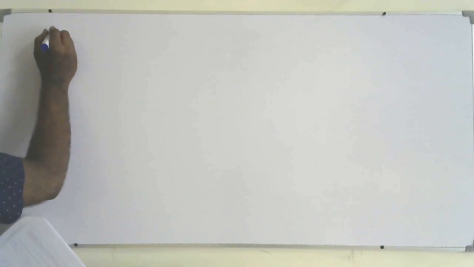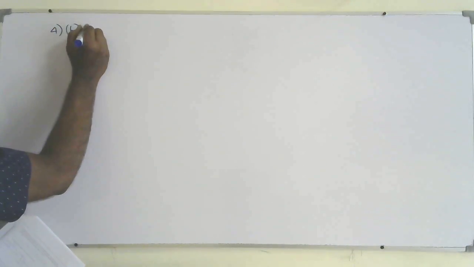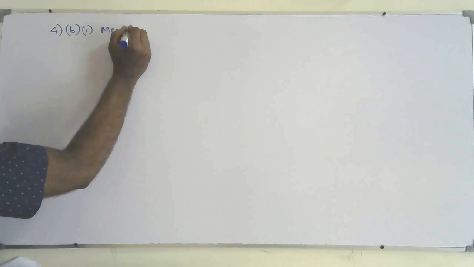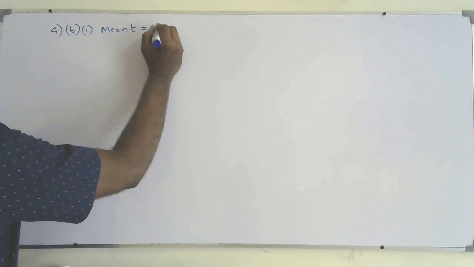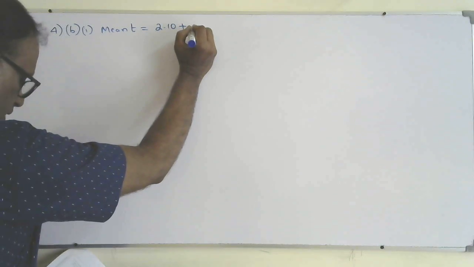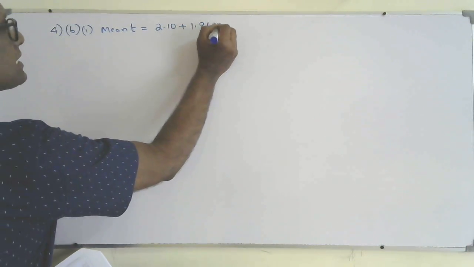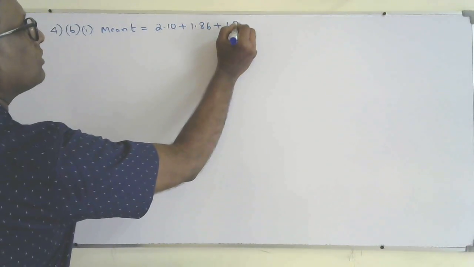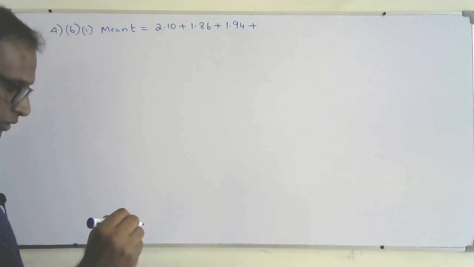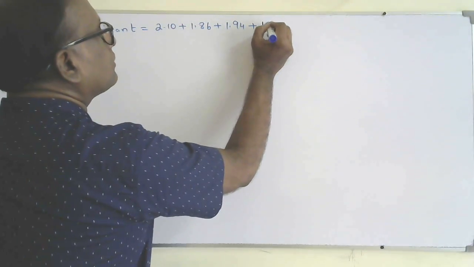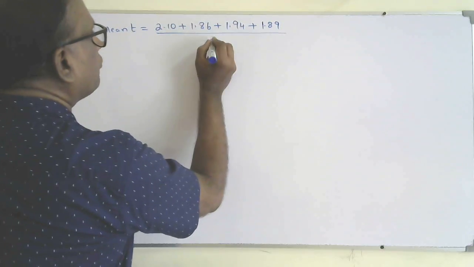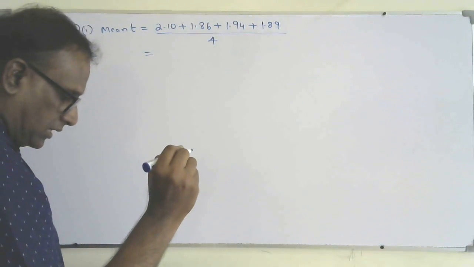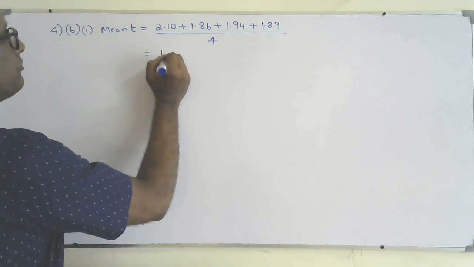You know mean value, there are no anomalies. So add the 4 readings and divide by 4. Question number 4, B part, first part, mean time: 2.10 plus 1.86 plus 1.94 plus 1.89 divided by 4, you will get 1.95.